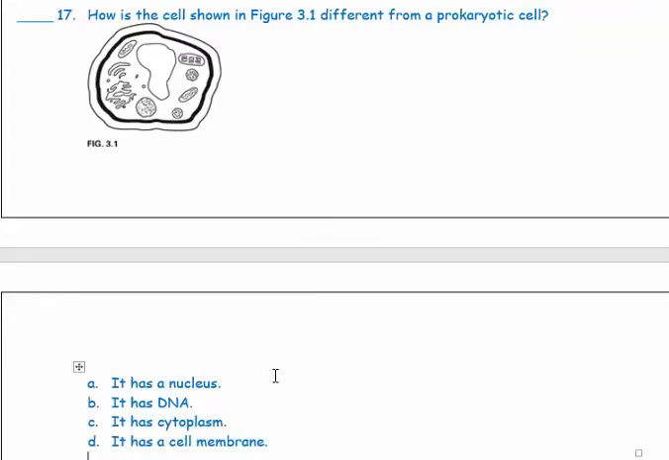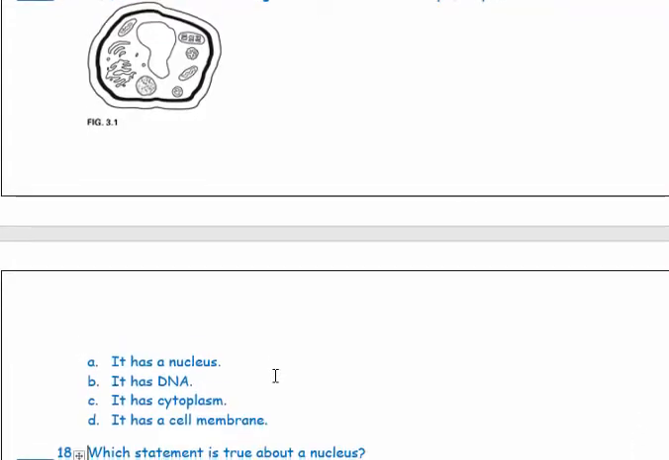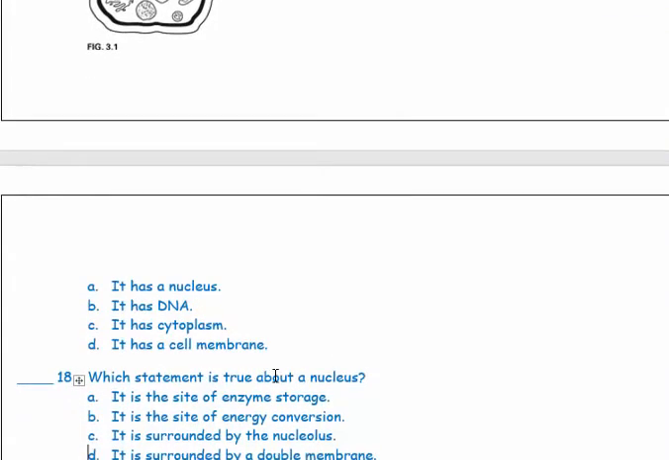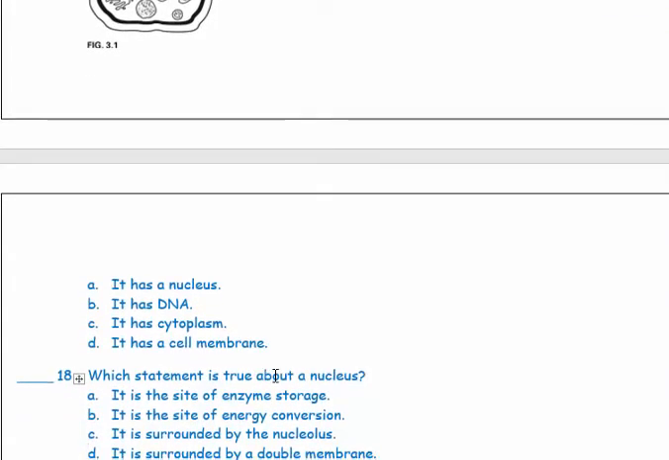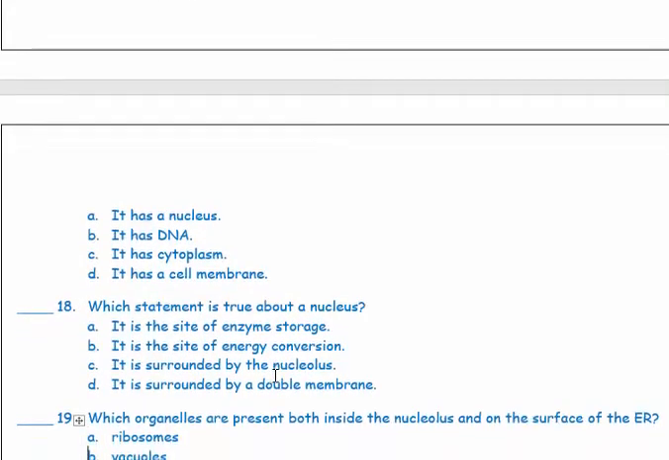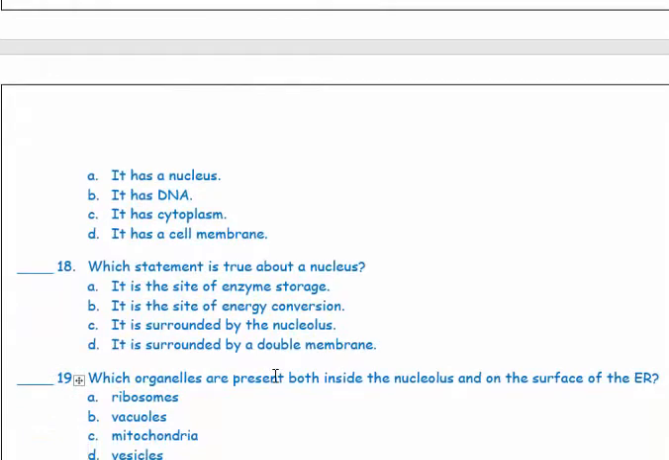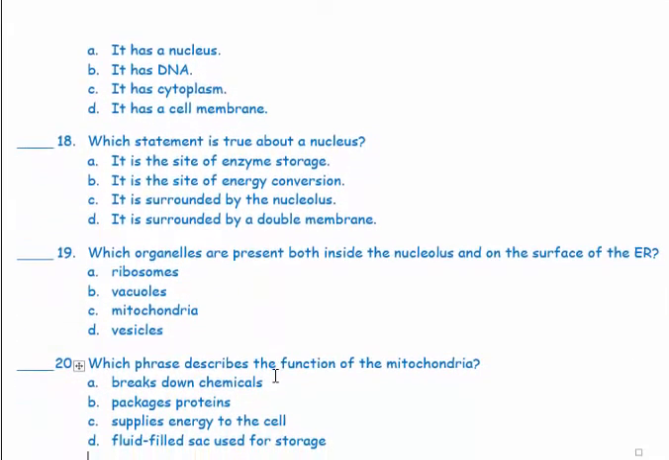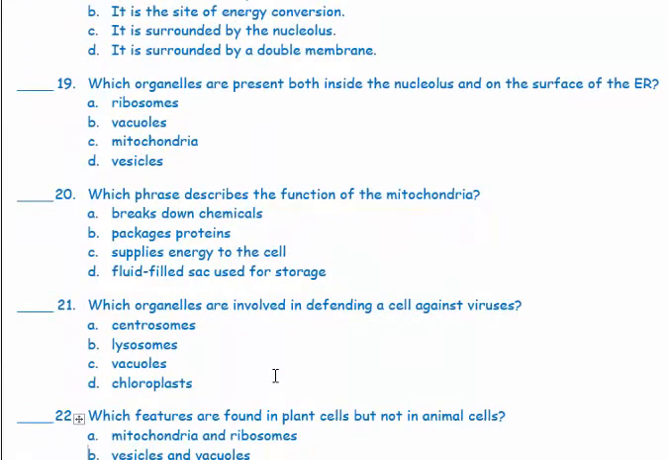As long as the cell has a nucleus, it is different from a prokaryotic cell like the bacteria and some of the amoeba. Number 18. Which statement is true about a nucleus? D. It is surrounded by a double membrane. The nucleus is surrounded by a double membrane, and this double membrane contains pores that allow some DNA and allows the ribosomes to pass from the inside of the nucleus to the outside.